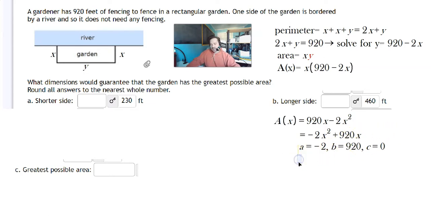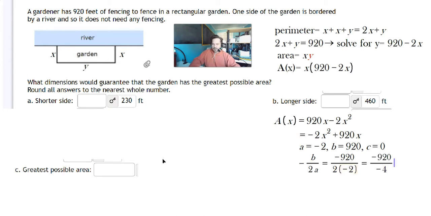All right, plug this in to the following: negative b over 2a. You're going to look at the vertex of the parabola. We have the information identified. So it's going to be negative 920 divided by 2 times negative 2. So it's going to be negative 920. Okay, let me highlight that the right way.